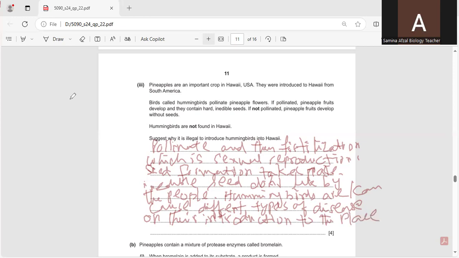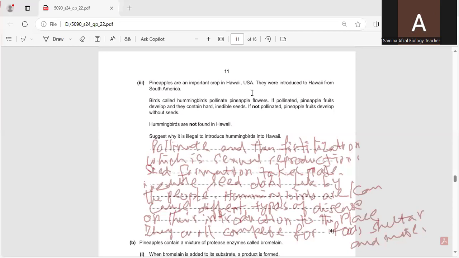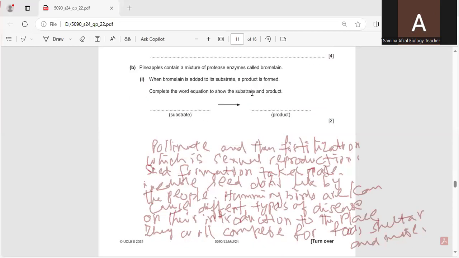And secondly, they will compete for food, shelter, and mate. So in this way, problems can be caused due to over competition. Many problems can be produced over there.